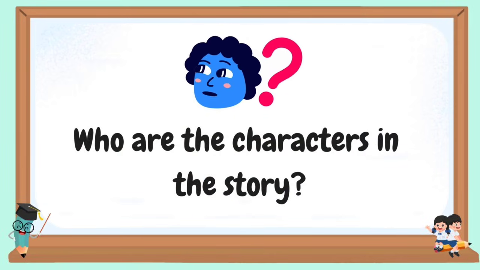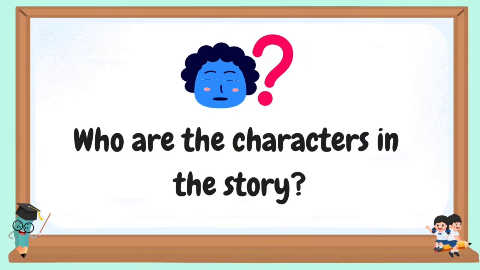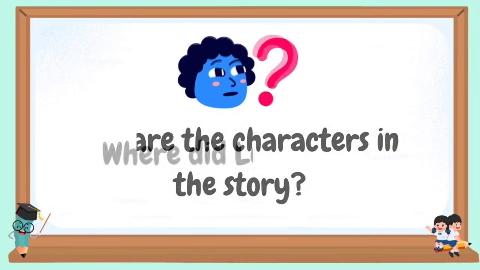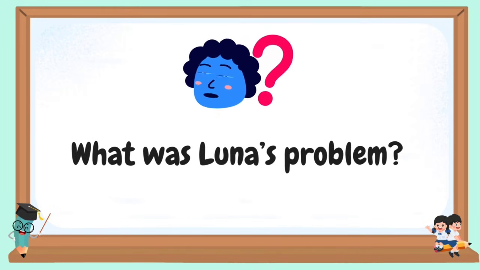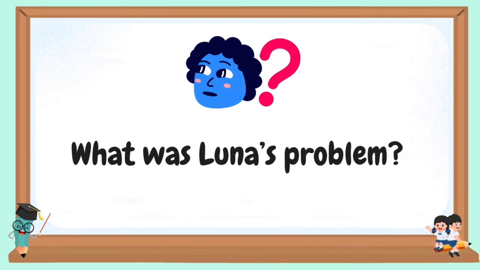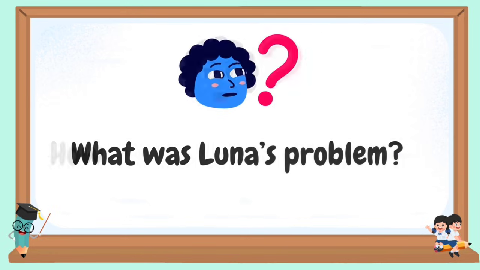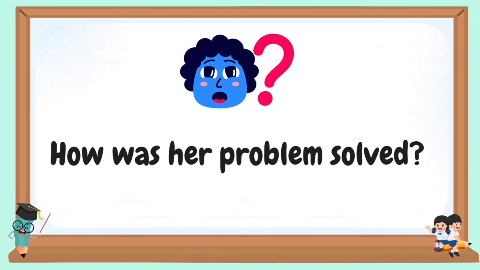Who are the characters in the story? Where did Luna land? What was Luna's problem? How was her problem solved?